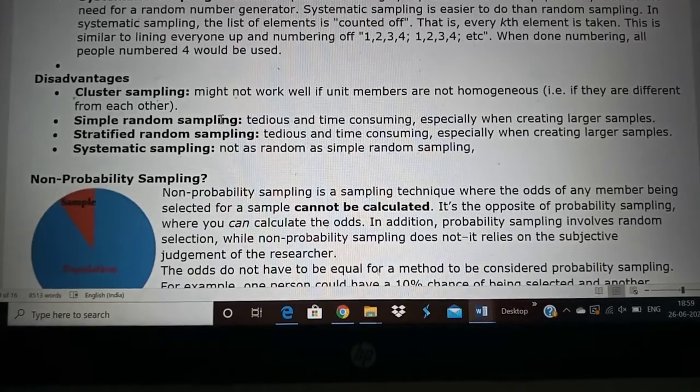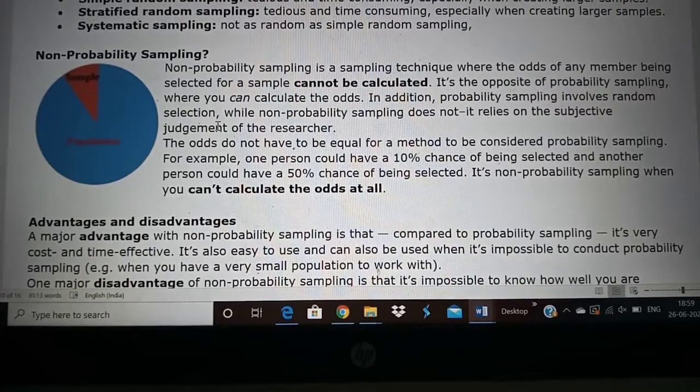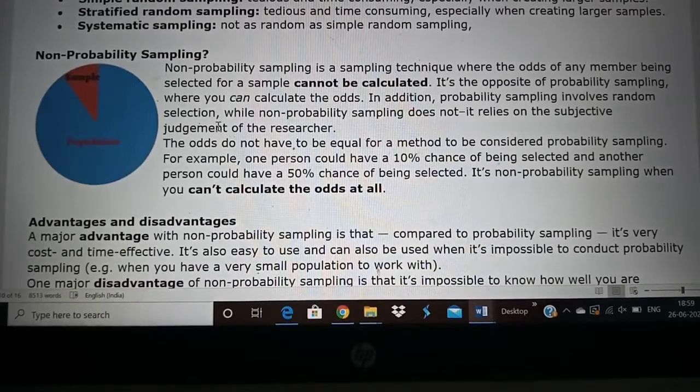And systematic sampling again is not very random, just like the simple random sampling. So one major disadvantage of all this probability sampling is that it takes time and it is costly. But the advantage is it is one of the best methods of sampling compared to non-probability sampling. Okay, so what is non-probability sampling? Non-probability means there is no probability. It is more like selection by your mind. So it is not a probability.